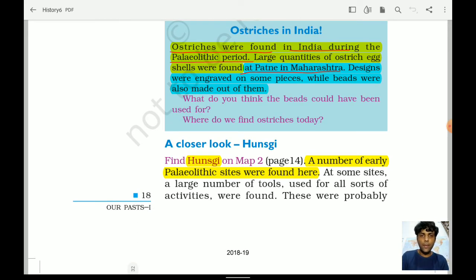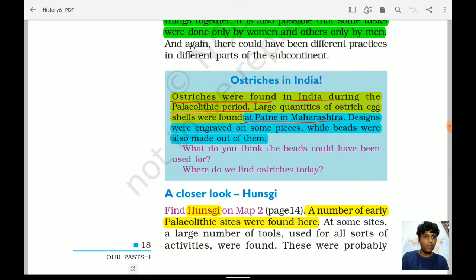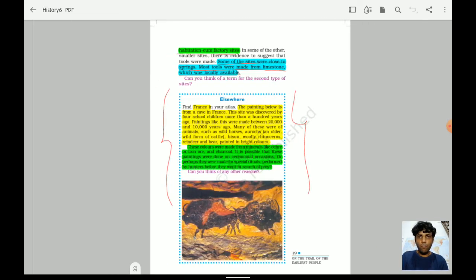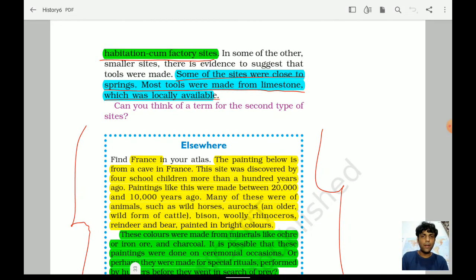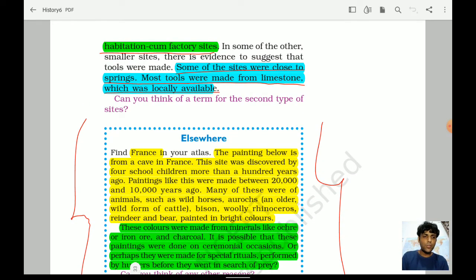So Hunsgi, a number of early Paleolithic sites have been found here. We have already seen it on the map as well. We referred to the Kurnool caves, Hunsgi, and the Bhimbetka caves. Habitation cum factory sites have also been found at Hunsgi. We have already understood what factory sites and habitation sites were. Habitation sites were where people were living, and factory sites were where people were carving those stones and making the different tools.